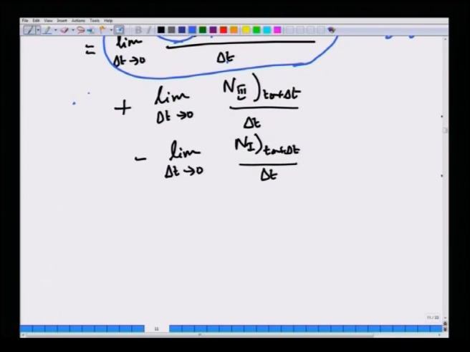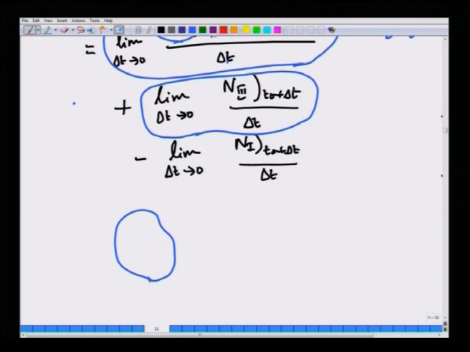Let us just look at this term. If you recall, the CV was here, the system has moved, and this was region 3. Region 3 is the newly created region. So, what is this?